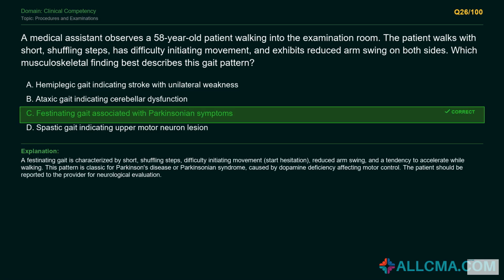The correct answer is C. A festinating gait is characterized by short, shuffling steps, difficulty initiating movement, start hesitation, reduced arm swing, and a tendency to accelerate while walking. This pattern is classic for Parkinson's disease or Parkinsonian syndrome, caused by dopamine deficiency affecting motor control. The patient should be reported to the provider for neurological evaluation.